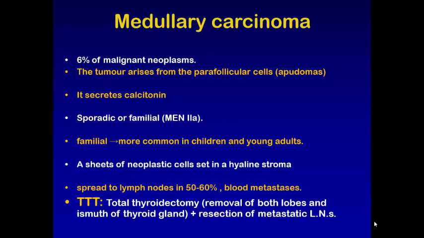Regarding the spread, it may spread to lymph nodes in 50 to 60% of cases, or give rise to blood-borne metastasis. Treatment of medullary carcinoma is by total thyroidectomy, removal of both thyroid lobes with the isthmus, and resection of lymph nodes with metastasis. Important note: when it is a sporadic case, we should preserve all parathyroid glands during surgery, and when it is the familial type, we should preserve half of one of the parathyroid glands and remove the 3 glands and a half.